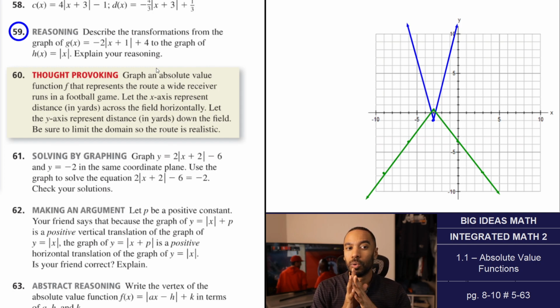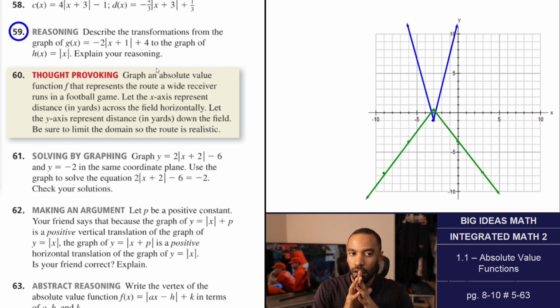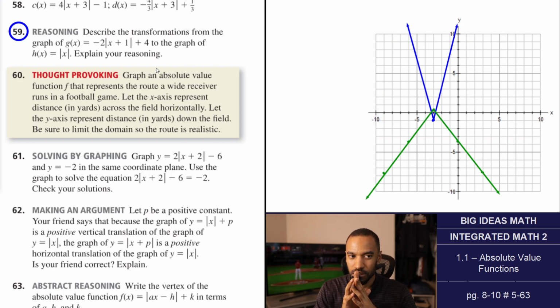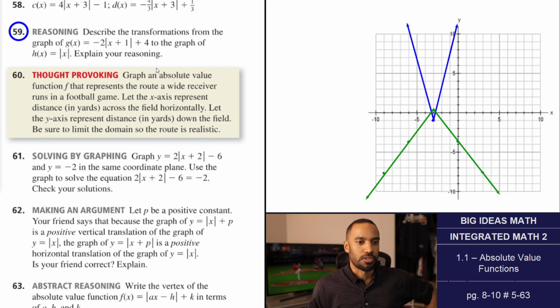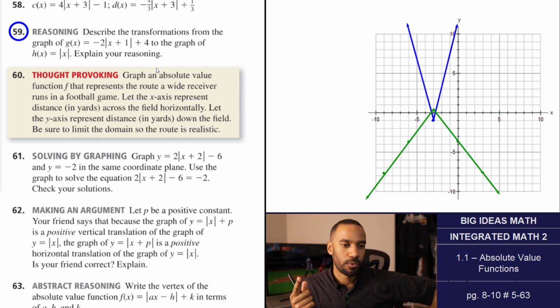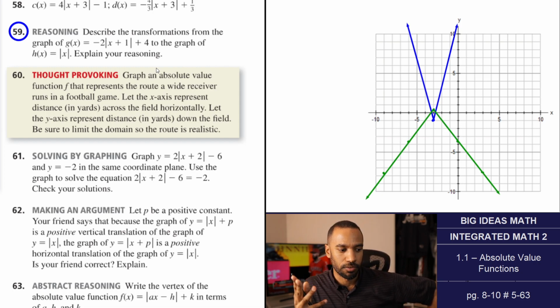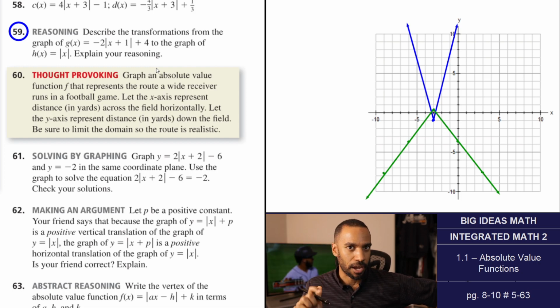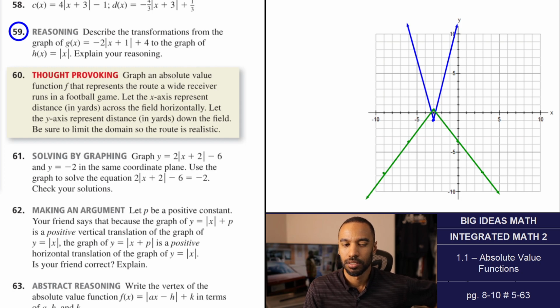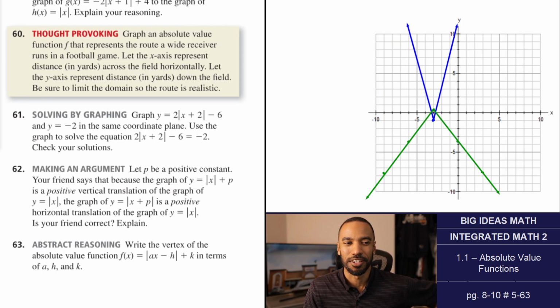Or do you do the translations first? You might have to do the translations first this time. Translate 1 unit right, 4 units down, then reflect over x-axis, then vertically compress. Because we're going backwards to it. So that makes a little more sense. Okay, all right, I'm done with that.